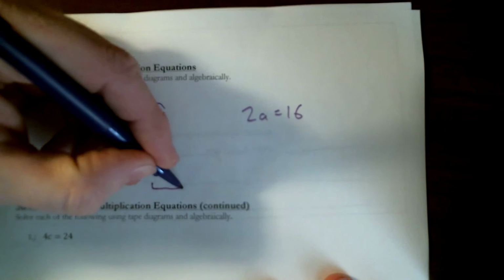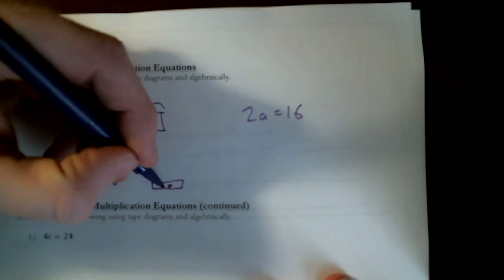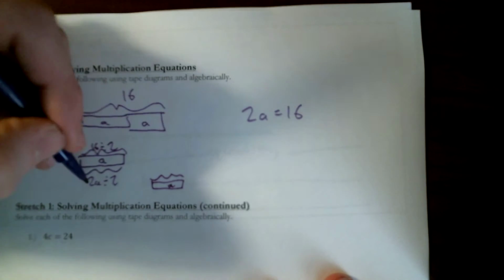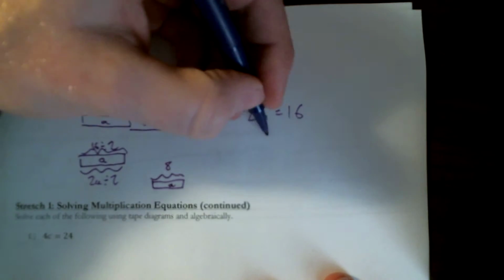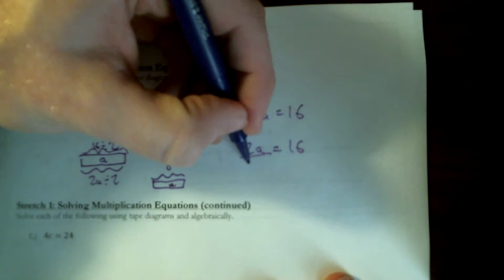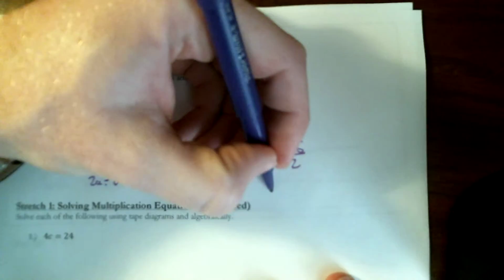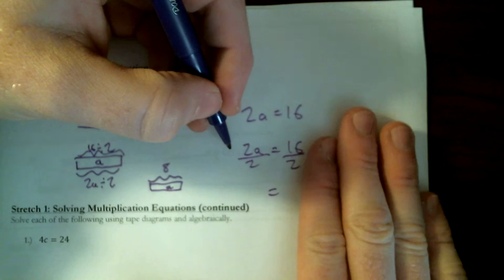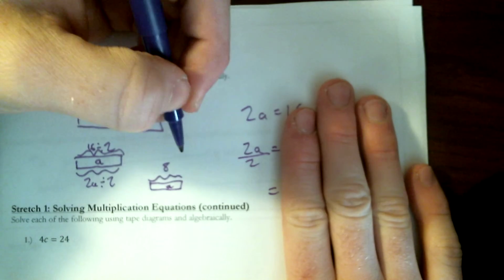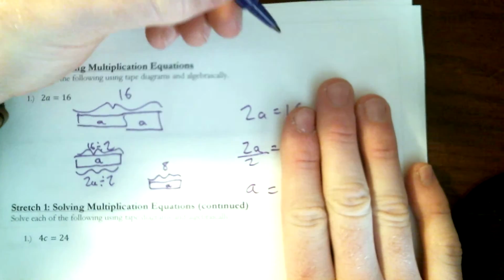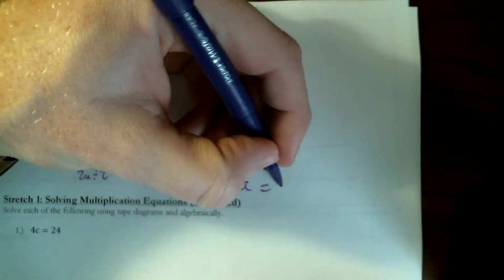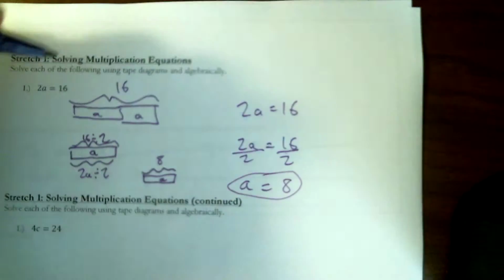I'm running out of room here. But that would show us that a must be equal, right? 2a divided by 2 is a. A must be equal to 8. So let's show it over here algebraically. So what am I going to do to both sides? I'm going to divide them by 2. 2a, let's do it one side at a time. 2a divided by 2, that's just a. 16 divided by 2, that's 8.